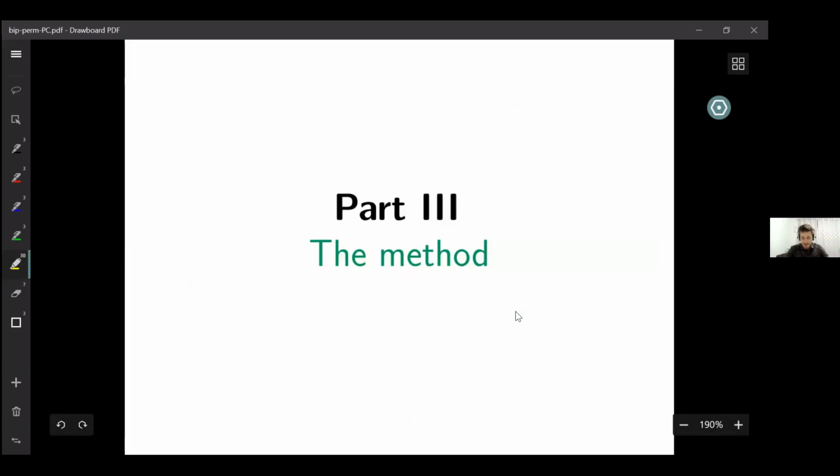So the method. Okay, probably some noise.